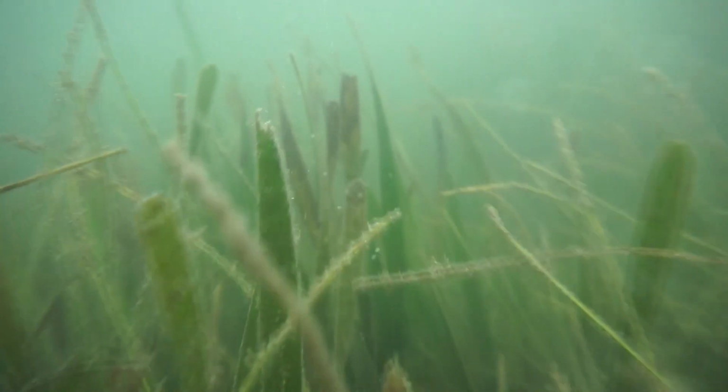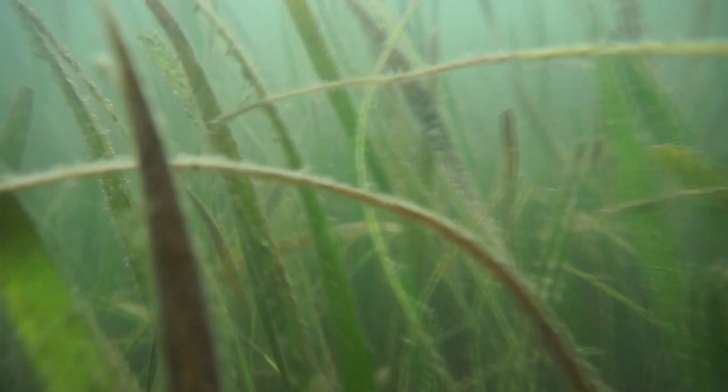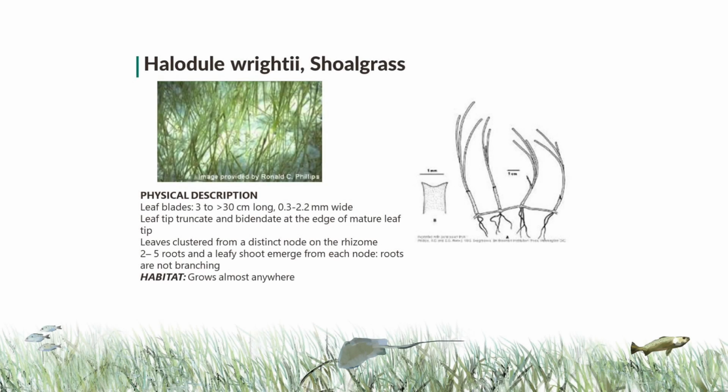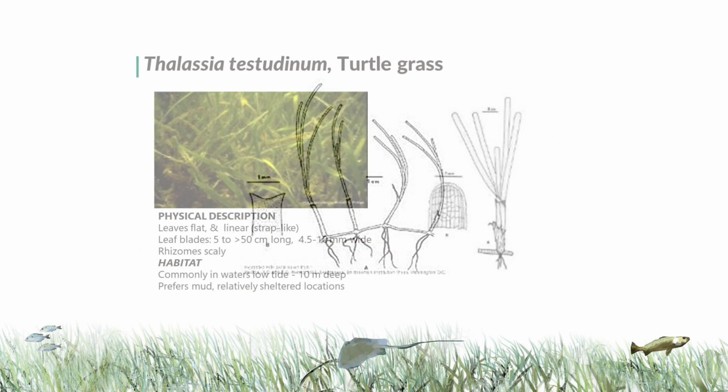Five species of seagrass regularly occur in Tampa Bay, and you'll need to be able to identify which of these species are present at the sites you are monitoring. Shoalgrass, Halodule wrightii, is the most common species in the Tampa Bay region. It has narrow, thin, and flat leaves that can grow to about 30 centimeters or 1 foot. The leaves grow from nodes on the rhizomes and have notched blade tips. This helps differentiate Halodule and Ruppia.